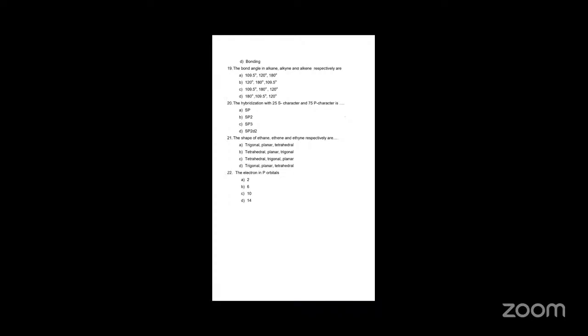The bond angles in alkane, alkyne and alkene are 109, 180, and 120 respectively. So the option is C. The hybridization with 25% s character and 75% p character is sp3.